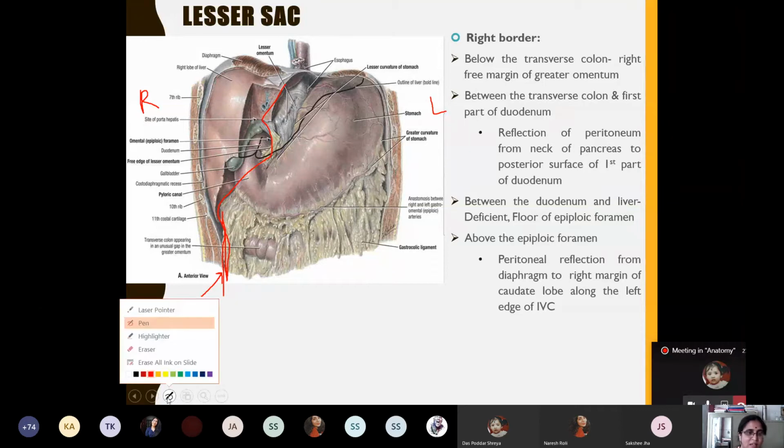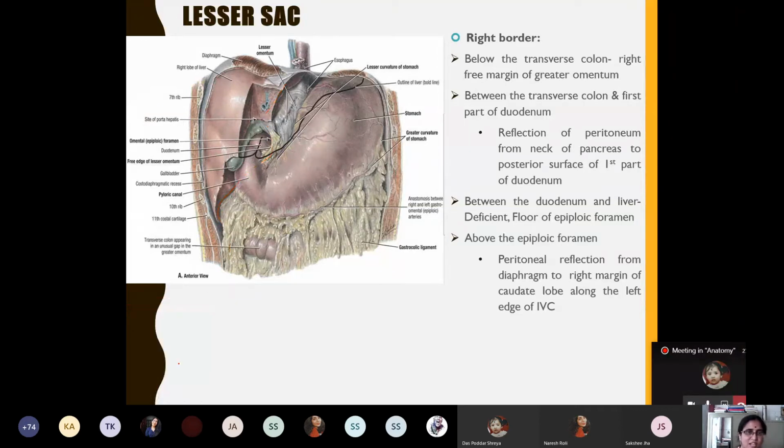Then between the transverse colon, my dear student, and the first part of the duodenum, this is the duodenum. And this is the pylorus, and more towards the right side here is the duodenum. So between the duodenum and the transverse colon, it is the reflection of peritoneum from the neck of the pancreas to the first part of the duodenum, right border.